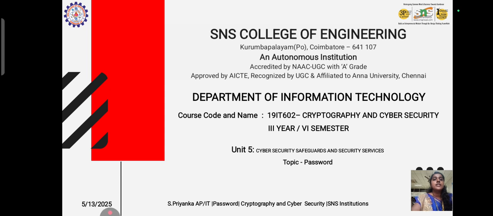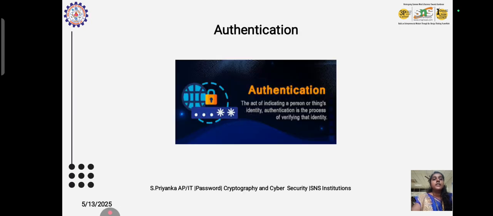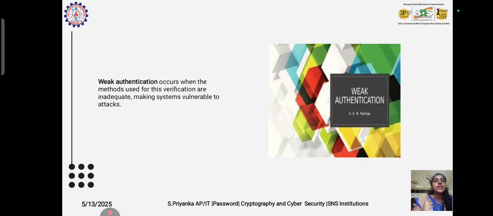Today in our lecture series we are going to see about authentication. Authentication in general is the process of verifying the identity of a user, a device, or a system. It ensures that only authorized individuals can access certain data or services. Here another thing is weak authentication. Weak authentication mainly occurs when the methods used for verification are inadequate, making the system vulnerable to attack.